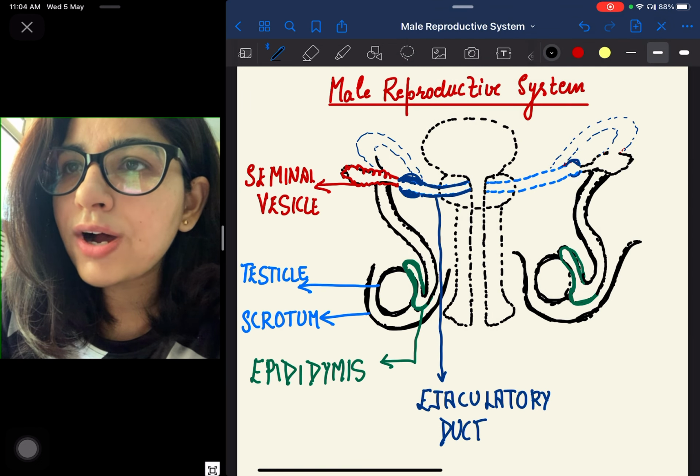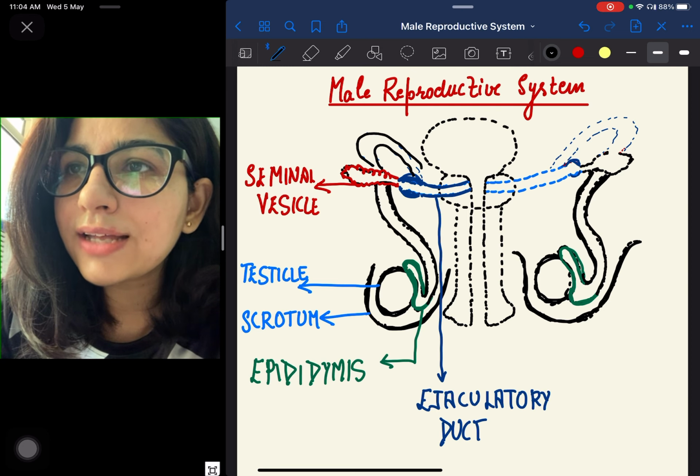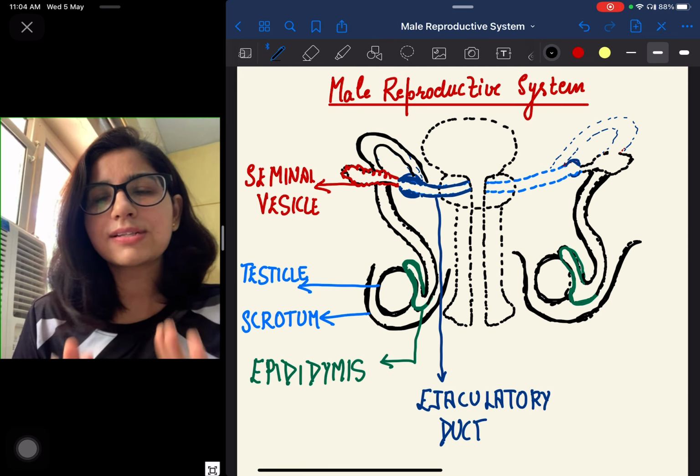Now ये जो vas deferens है ये जाके आपकी duct के साथ मिल जाती है, right? It releases its sperms into this seminal vesicle. तो ये हमारी vas deferens complete.